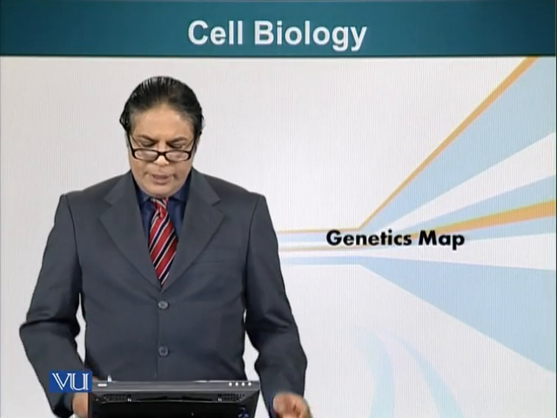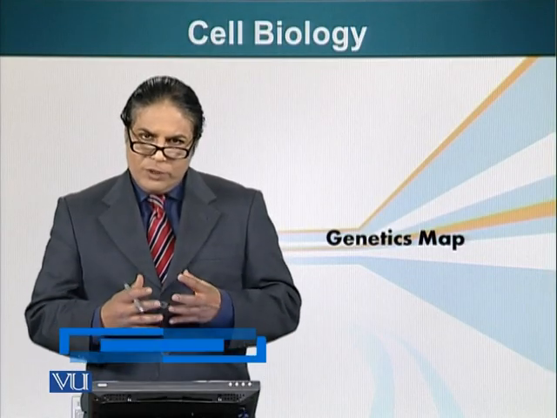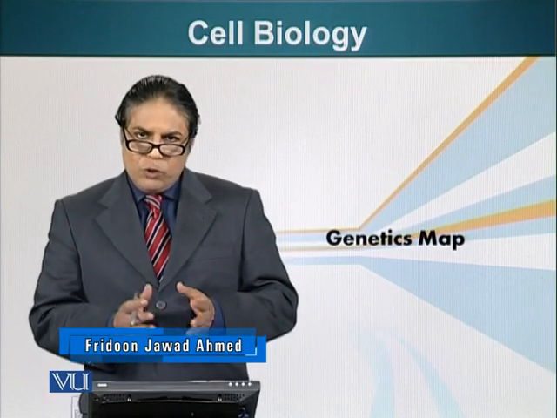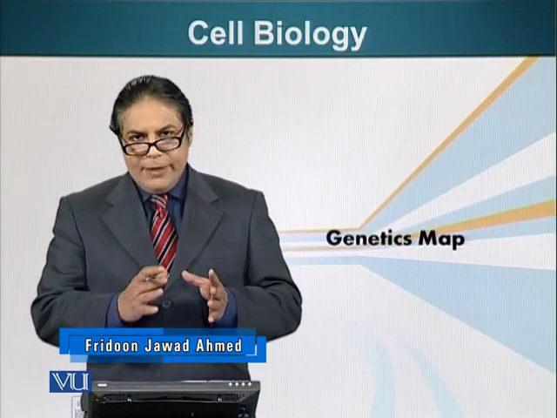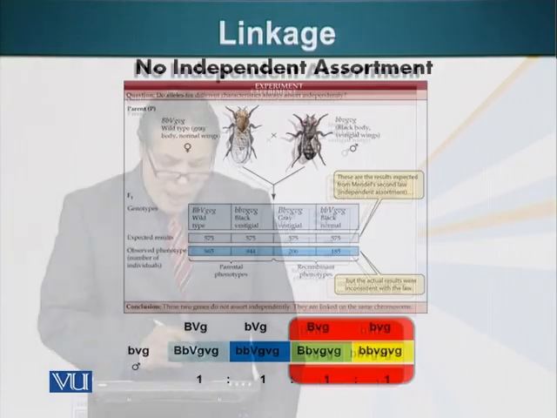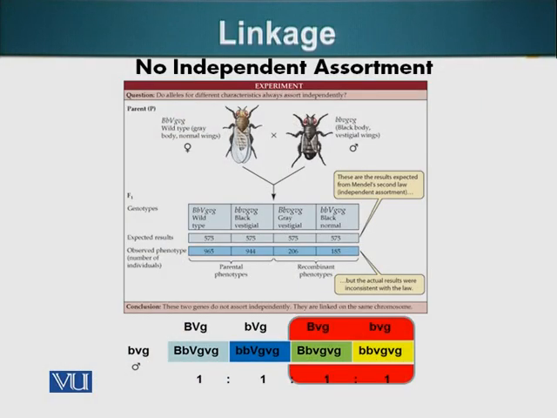In this module, we will see how the experiments of Morgan allowed geneticists to make chromosomal maps, that is, basically the relative positions of genes along the length of a chromosome. I have shown you this slide before too. Now we are going to focus on a different aspect of this experiment.